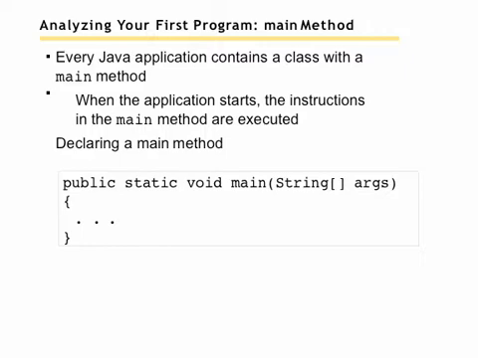So every Java application contains a class with a main method. The main method includes the instructions where the program is going to start. And here's an example of declaring a main method. Notice after the public static void main String args, there's an open brace. Look at your keyboard right now and try to find that open brace. You have to hold down the shift key to get it. It should be right next to the P on the keyboard.